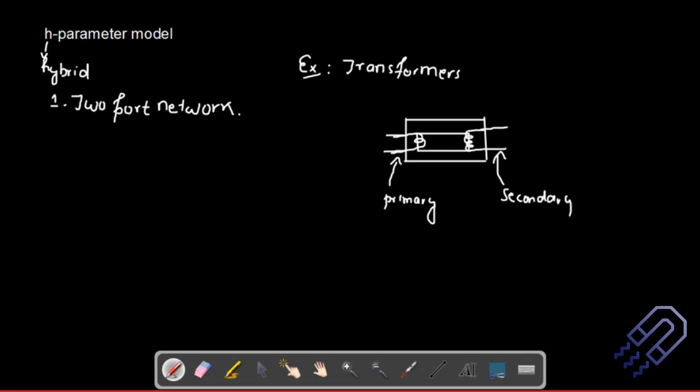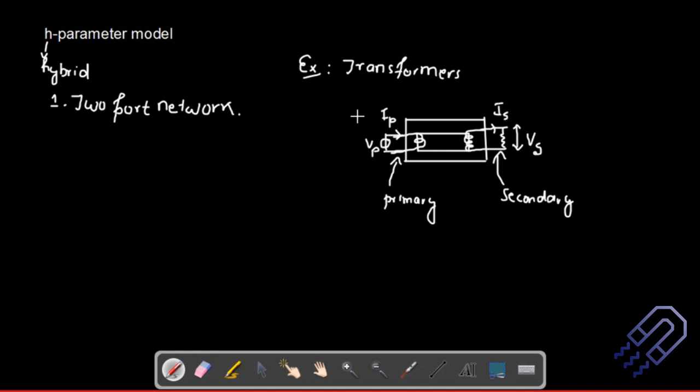What are the parameters that we should know about a transformer in general? The first thing would be the voltage at the primary. Let's denote it with VP, and then we have the current, let's say this is IP. On the output part, we can connect a load resistance, and we can find the voltage across the resistance, which we call the secondary voltage. Then we have the secondary current.